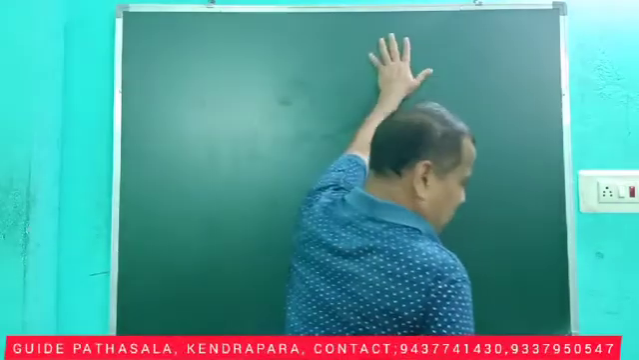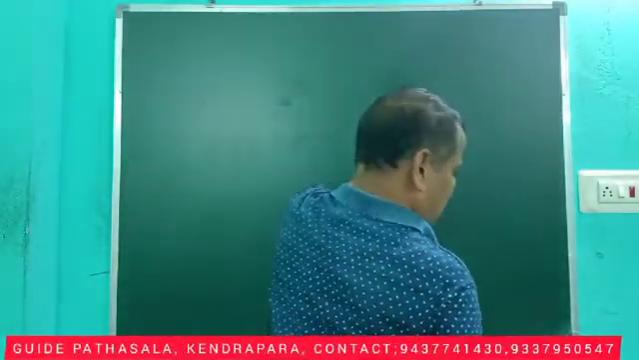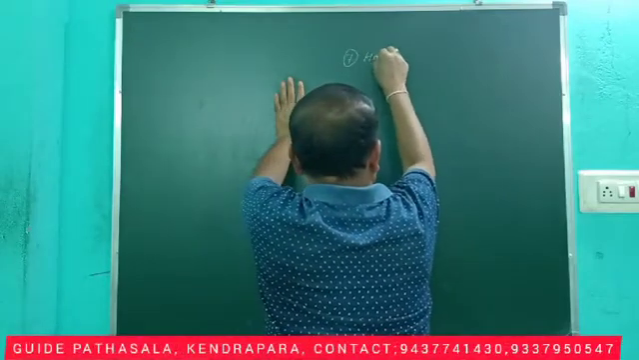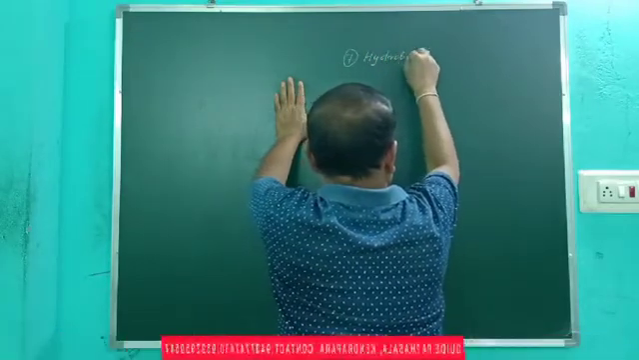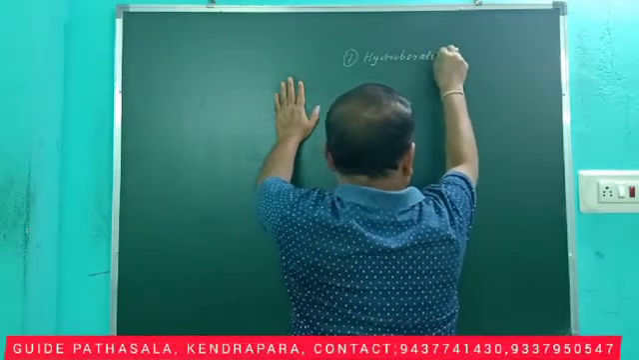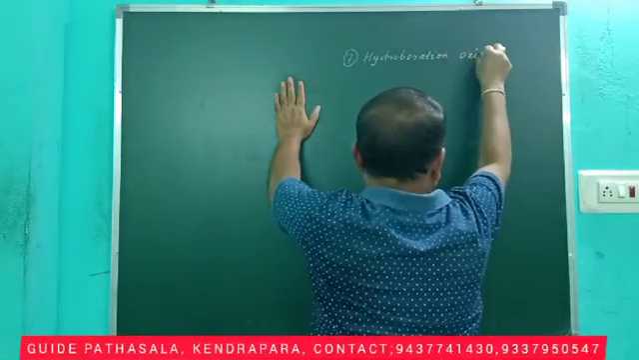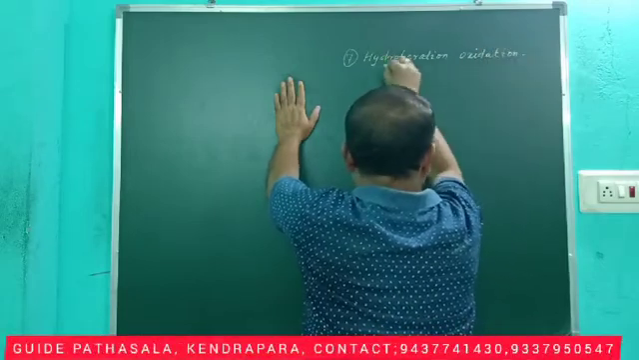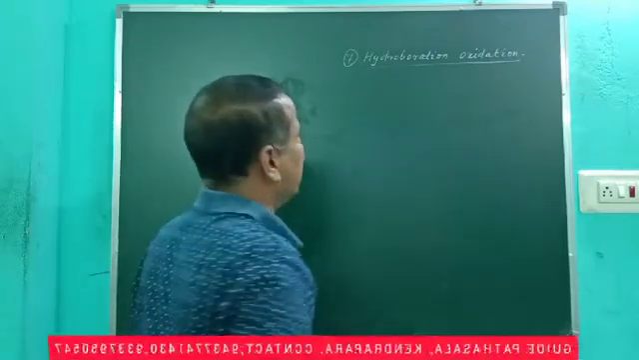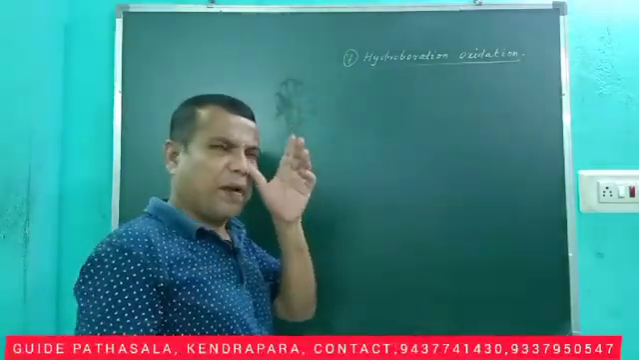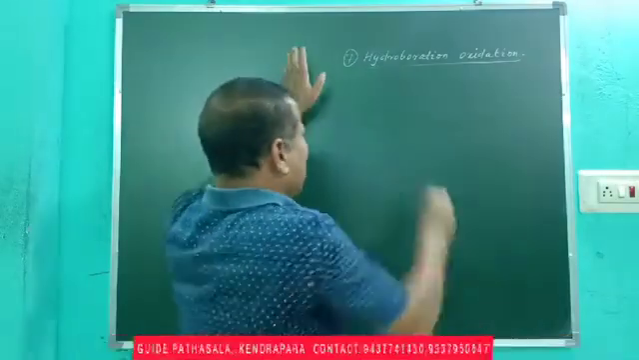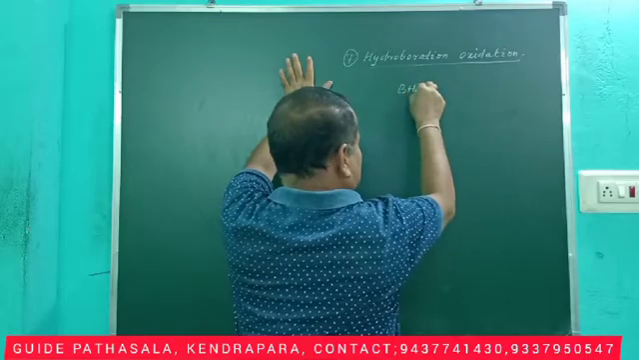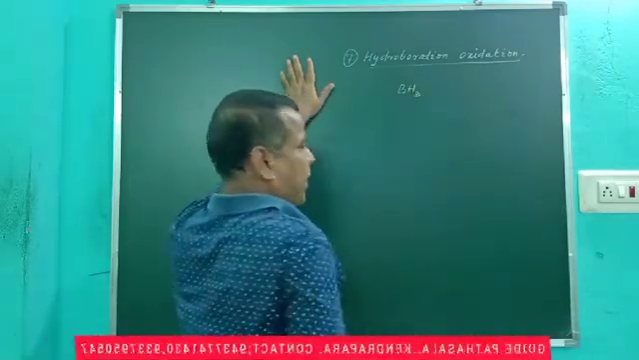Then come to number 7, hydroboration oxidation. What is hydroboration and oxidation? Borane is BH3. Boron has valence 3. When boron combines with hydrogen, BH3 is formed, which is called borane.